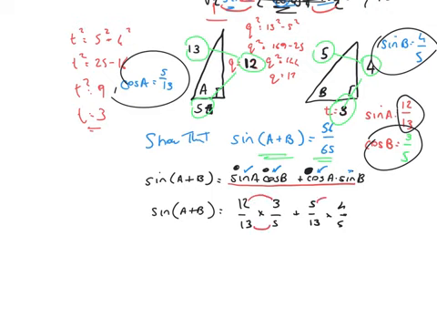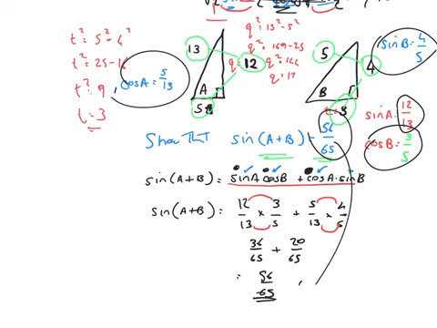Okay, multiply top, multiply bottom. 12 times 3 is 36. 13 times 5 is 65. 5 fours are 20. 13 times 5 is 65. 36 over 65 plus 20 over 65 is 56 over 65. And there we go. That was the result I was looking for.